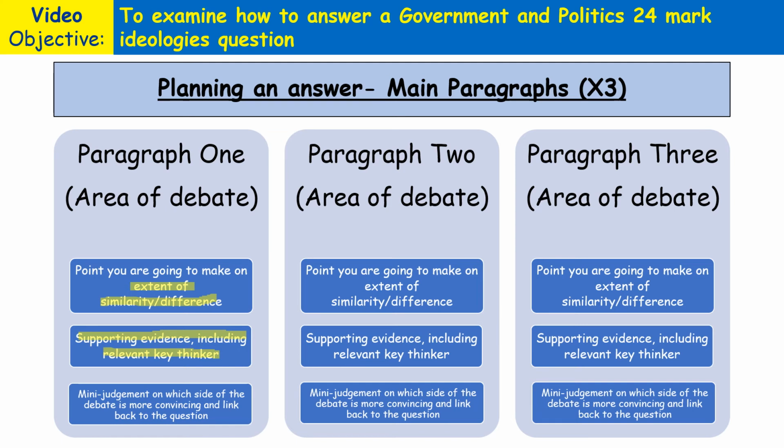And you need to give a mini judgment, and sometimes I call them interim conclusions. On my last video for 30 mark essays, I refer to them as interim conclusions. You need to make sure you write mini judgments or interim conclusions on which side of the debate is more convincing and link that back to the question. And it should be clear throughout each of your paragraphs what side of the debate you find more convincing and link it back to the question. So you need to make sure this is running throughout your whole essay answer.